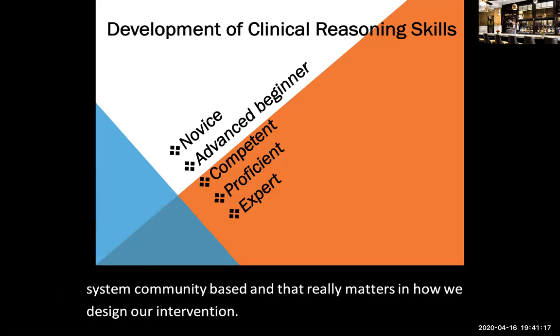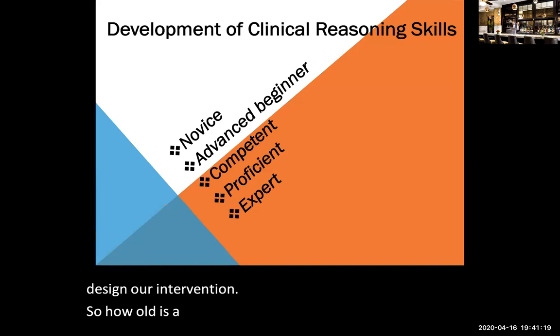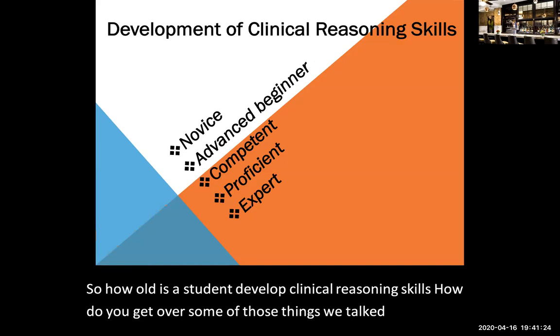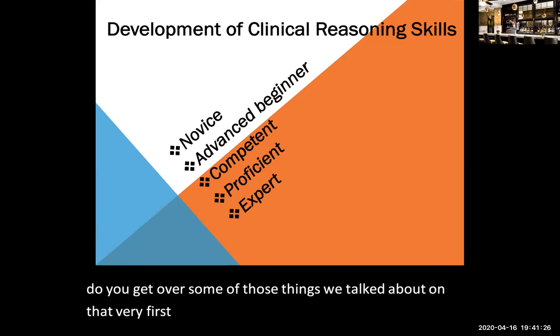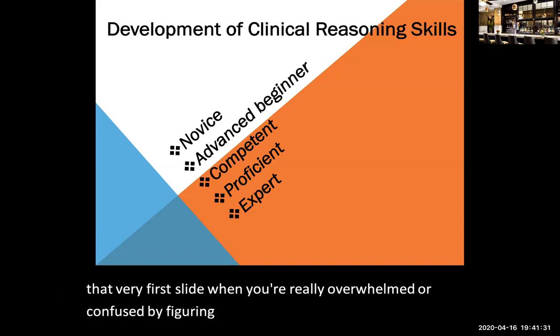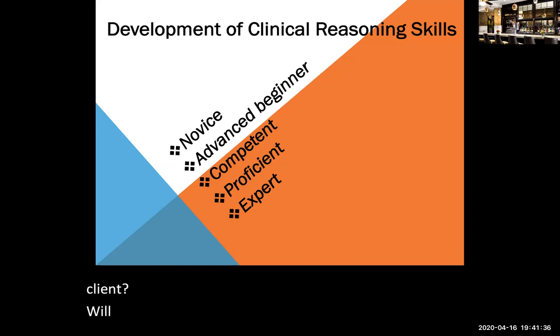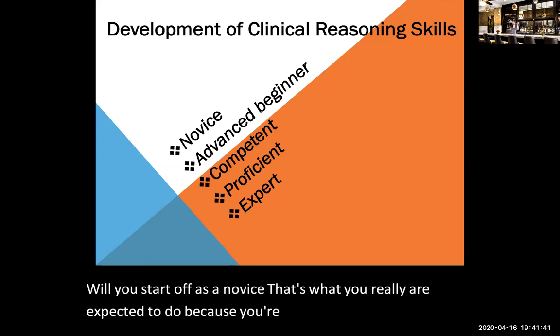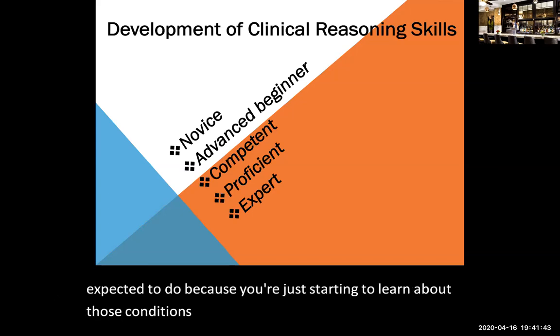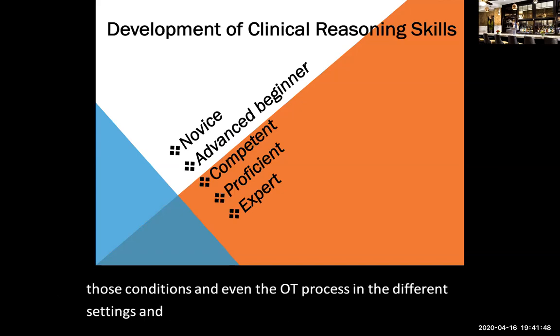So how does a student develop clinical reasoning skills? How do you get over some of those things we talked about on that very first slide when you're really overwhelmed or confused by figuring out what to do with a particular client? Well, you start off as a novice. That's what you really are expected to do, because you're just starting to learn about those conditions. And even the OT process and the different settings and the goal writing and observation and all those things are new. So it's okay. You're a novice.